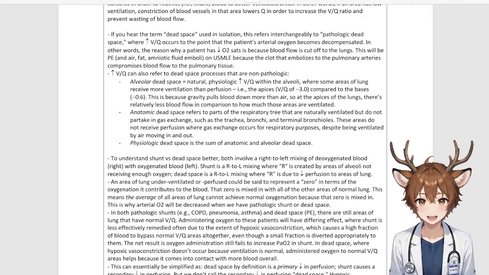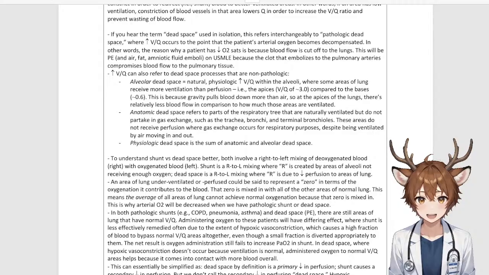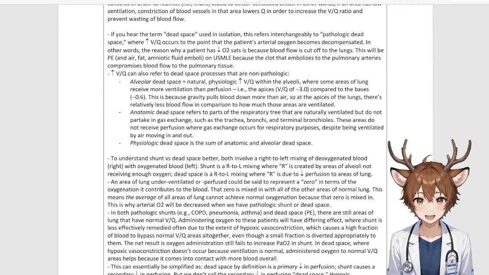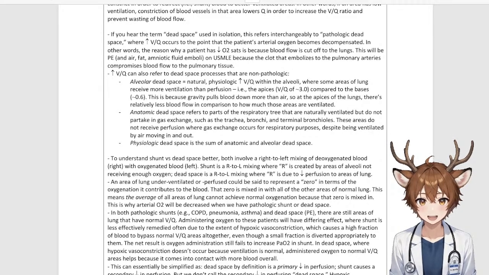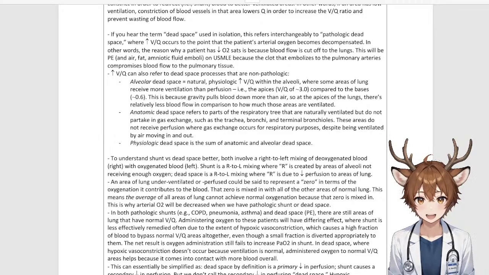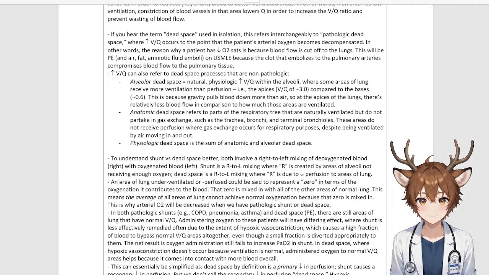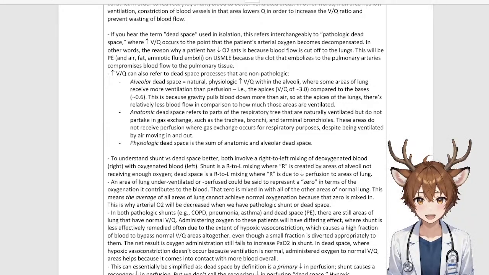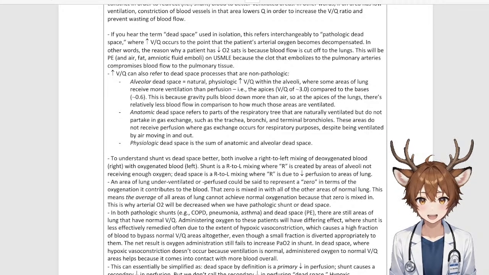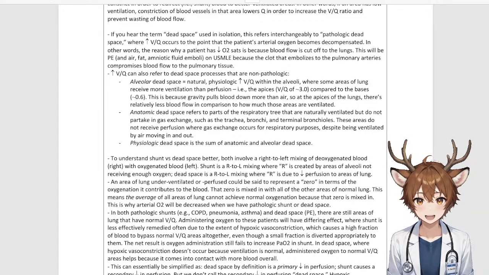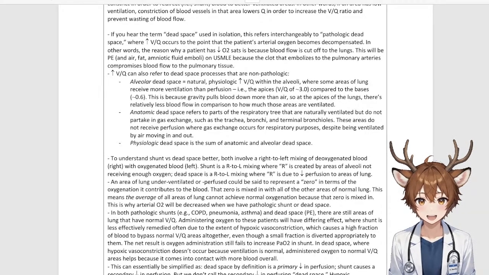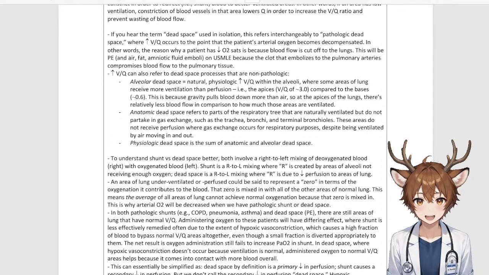it contributes to the blood. That zero is mixed in with all of the other areas of normal lung. This means that the average of all the areas of the lung cannot achieve normal oxygenation because that zero is mixed in. This is why arterial O2 will be decreased when we have pathologic shunt or dead space. In both pathologic shunts, that is to say COPD, pneumonia, asthma, and dead space, PE, there are still areas of lung that have normal VQ.